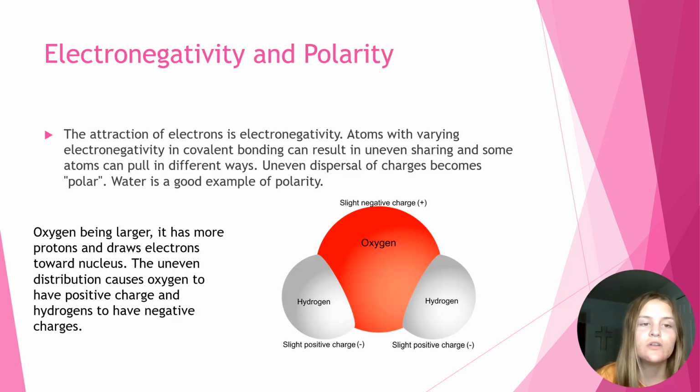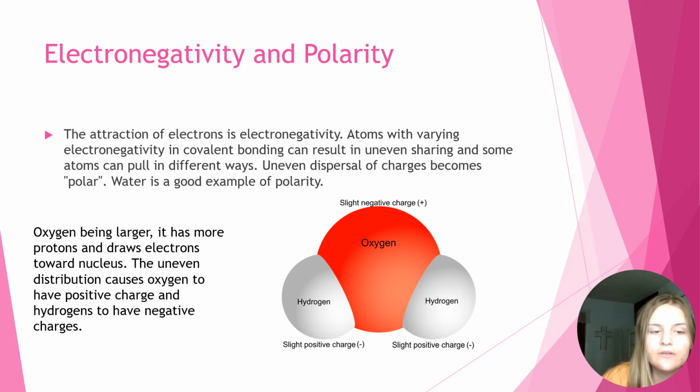Okay, so electronegativity and polarity. The attraction of electrons is electronegativity. Atoms with varying electronegativity in covalent bonding can result in uneven sharing, and some atoms can pull in different ways. Uneven distribution of charges becomes polar. Water is a good example of polarity.